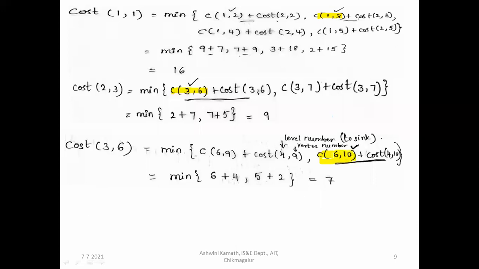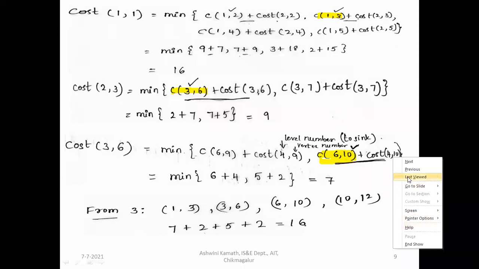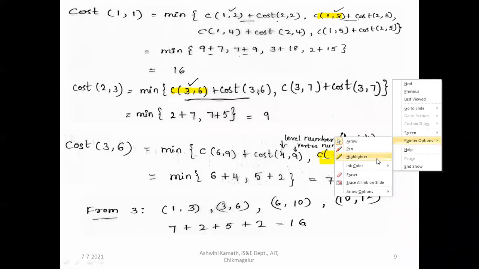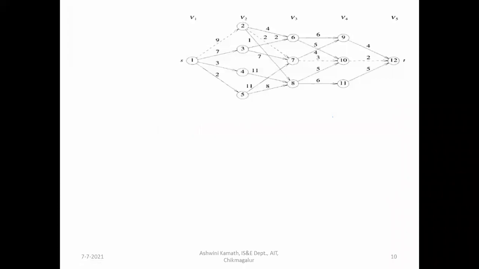Okay, from 6 to 10. So 6 to 10, then again vertex 10 to 12. So 1 to 3, you can notice that I have highlighted it. 1 to 3, then 3 to 6, 6 to 10, and 10 to 12. So we have got two paths from source node to the sink node, which have the minimum cost with a different set of nodes here. Okay, 1 to 3, 3 to 6, 6 to 10, and 10 to 12. So 7 plus 2 plus 5 plus 2, which is equal to 16.